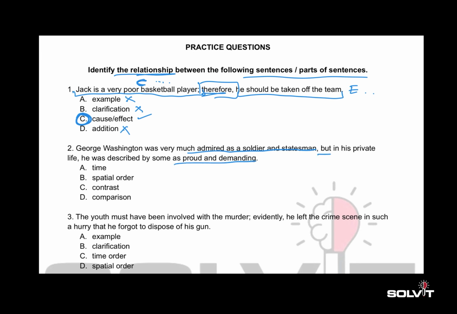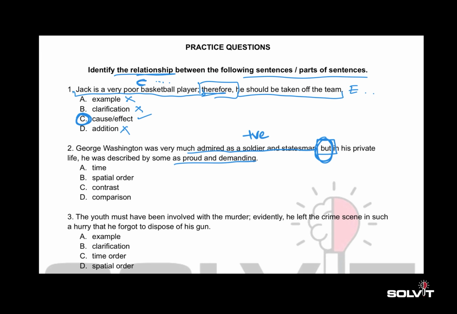Now, the key word over here is but. Why? Because the sentence is sort of praising George Washington, right? George Washington was very much admired as a soldier and statesman, right? So it's pointing out the positive qualities of George Washington. But then comes the word but. I taught you in my previous video that the word but changes the direction of a sentence. It changes the thought process in a sentence, okay? So, but in his private life, he was described by some as proud and demanding.